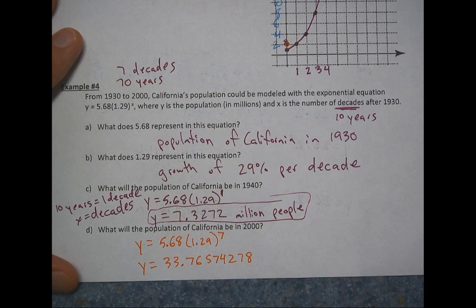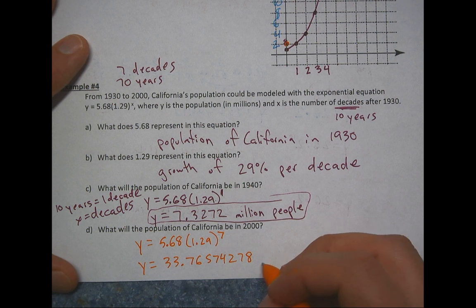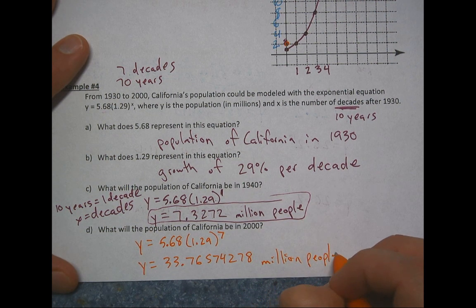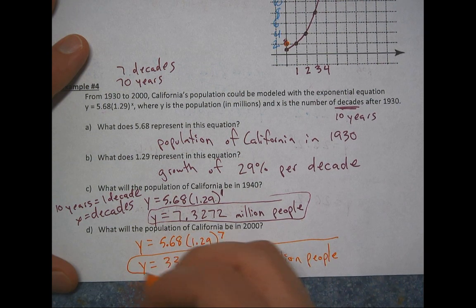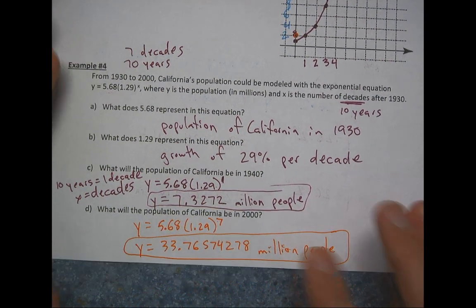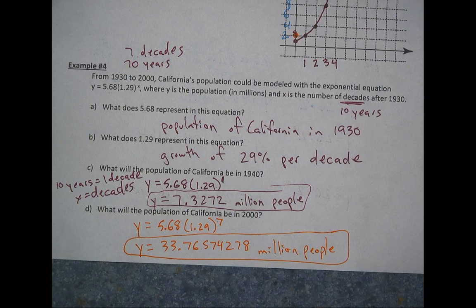If it says to round, you can round it, but if it doesn't, then let's write it all the way out. And again, this is million people. So you can see constant growth and exponential growth, much different. Constant growth consistently goes up by the same amount every single year, where this is going up by the same percentage. Exponential growth, much faster.